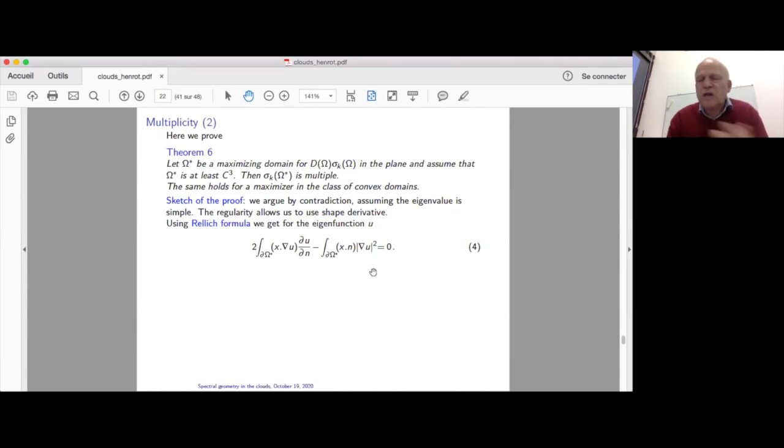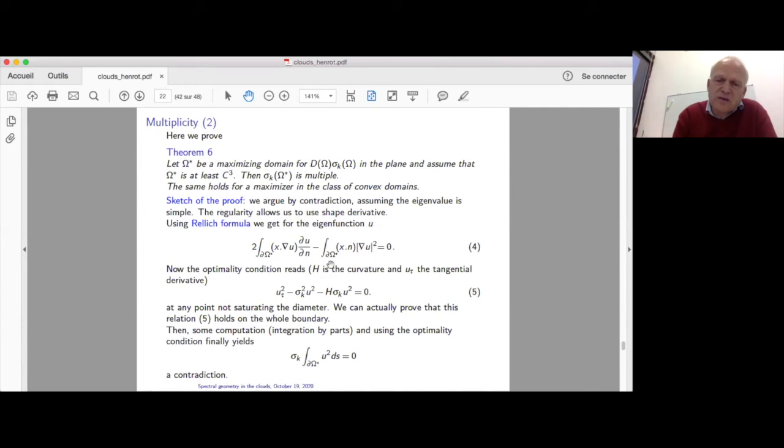And then you are going to play with this formula and with the shape derivative. The shape derivative is nothing else than this relation between the tangential derivative of the eigenfunction, the eigenvalue, and the mean curvature, here the curvature because we are in the plane. So this formula is just the optimality condition in some sense. It's the formula we get by using the fact that the shape derivative is 0.